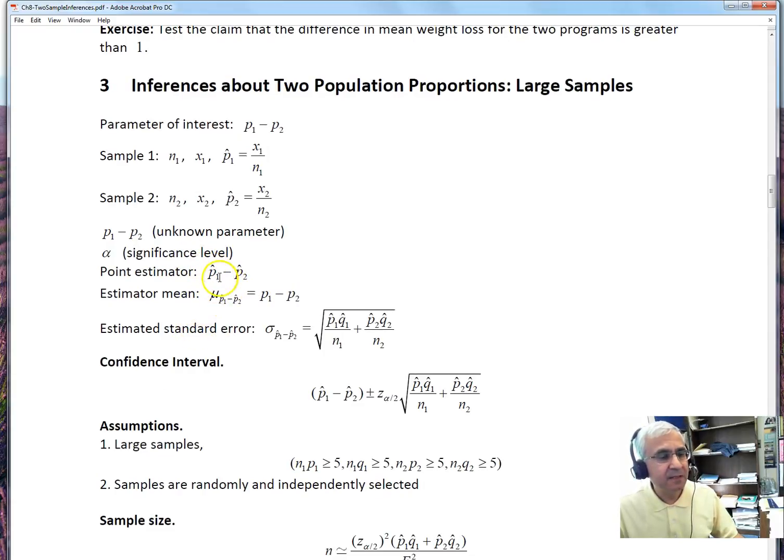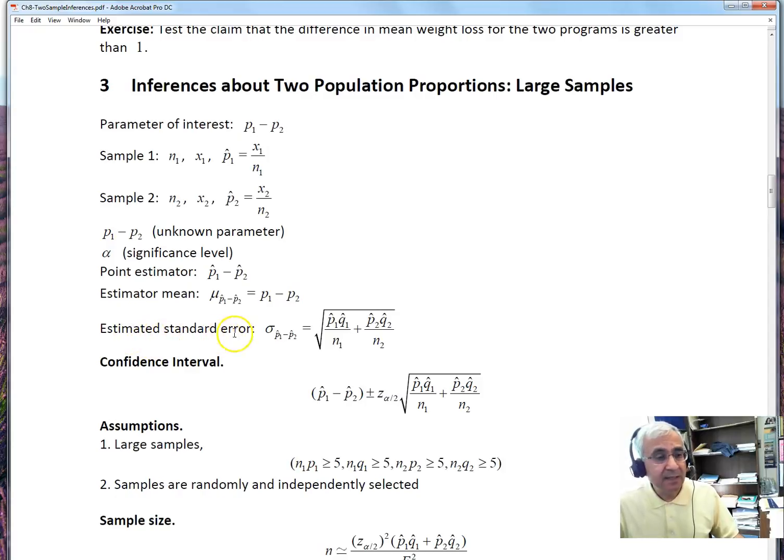The mean of this estimator, P1 hat minus P2 hat, turns out to be P1 minus P2. This is again a good property which indicates we have an unbiased point estimator, but by itself it is not sufficient to give us good estimation because we need the margin of error. If the margin of error is large, this is not going to be that useful.